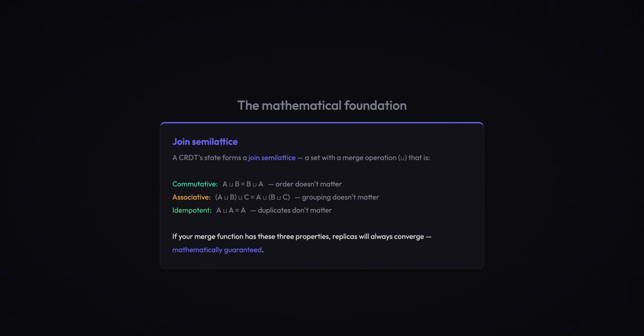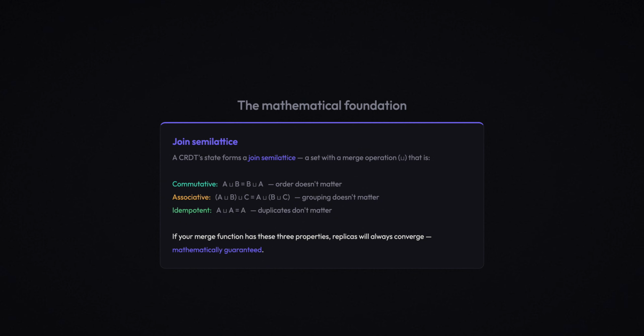This is mathematically proven. CRDTs come in two flavors: state based CRDTs, or CvRDTs. Replicas send their full state to each other. The receiver merges the incoming state with its local state using the join operation. This is simple and tolerant of lost or duplicated messages. Since merge is idempotent, receiving the same state twice is harmless. The downside: messages can be large.